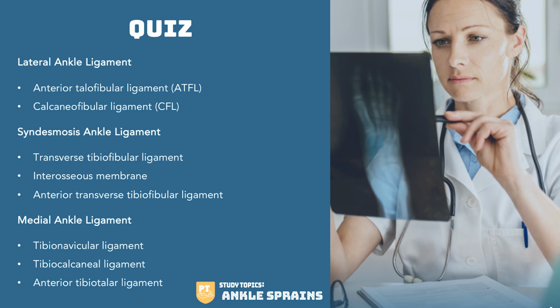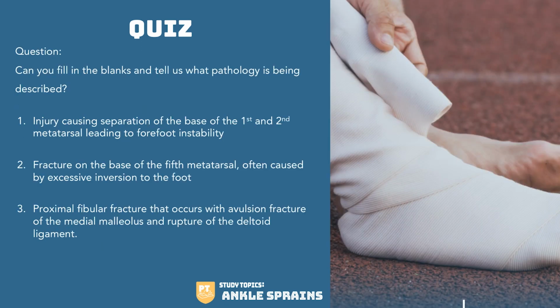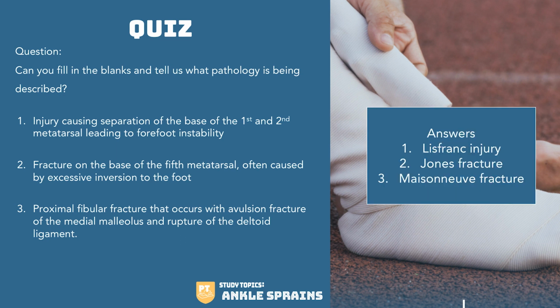Okay, can you fill in the blanks and tell us which pathology is being described? This is definitely a bit tricky because these are some weird and wacky sprains. Okay, if we take a look at the first one, an injury causing separation of the bones of the first and second metatarsals leading to forefoot instability is called a Lisfranc injury. You may see this as a Lisfranc sprain or a Lisfranc fracture, but it's pretty much anything causing separation to the base of the first and second.